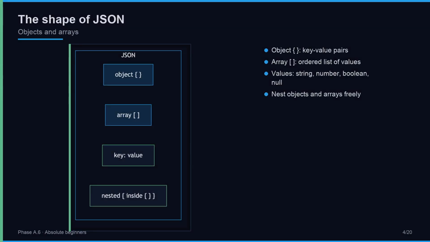JSON has a small shape. An object sits inside curly braces and holds key-value pairs, like a Python dictionary. An array sits inside square brackets and holds an ordered list, like a Python list. Values can be strings in double quotes, numbers, booleans, or null. The real power is nesting. An object can hold arrays that hold objects, and you build up deep, structured data. That is the whole shape.